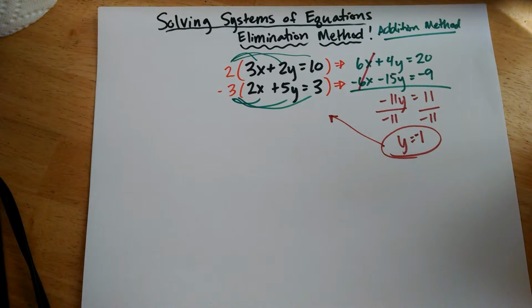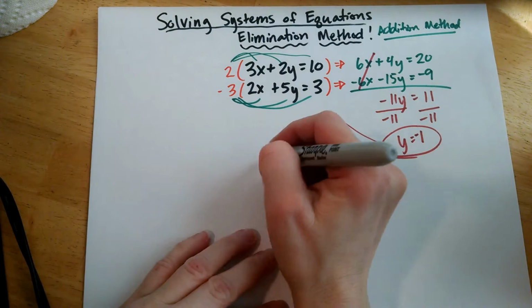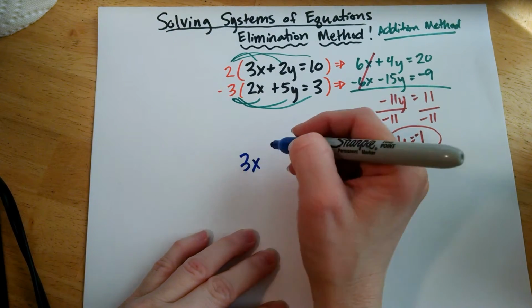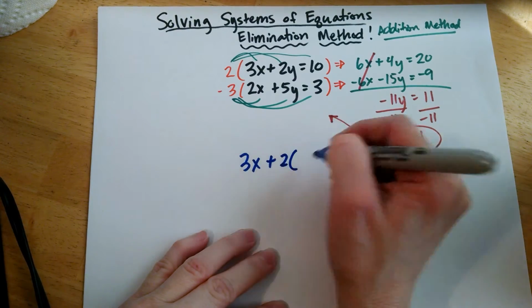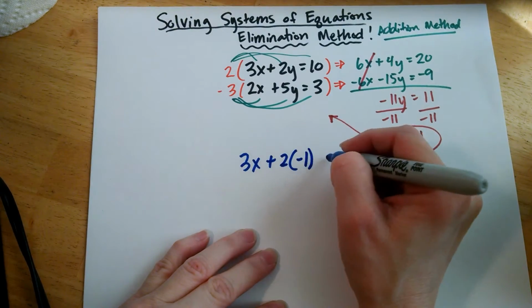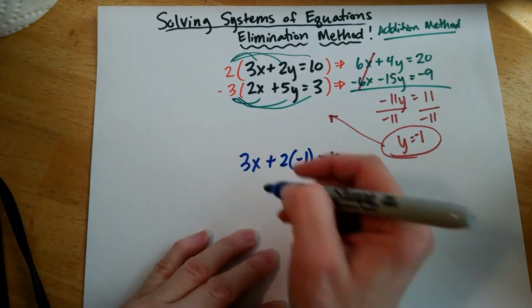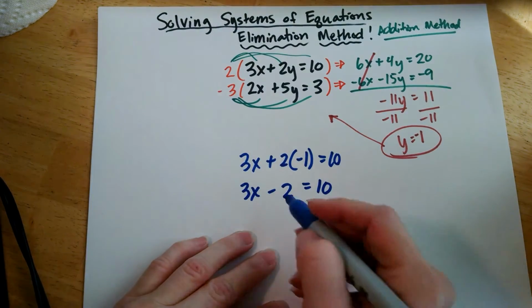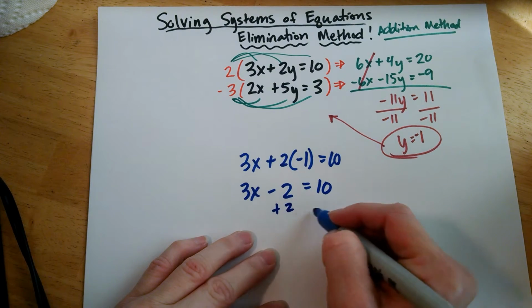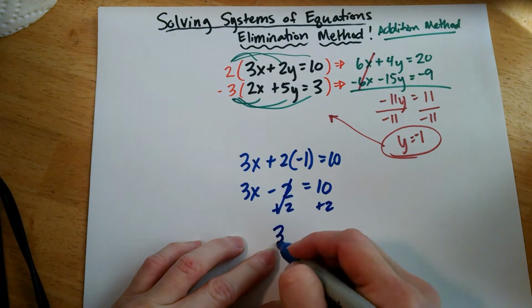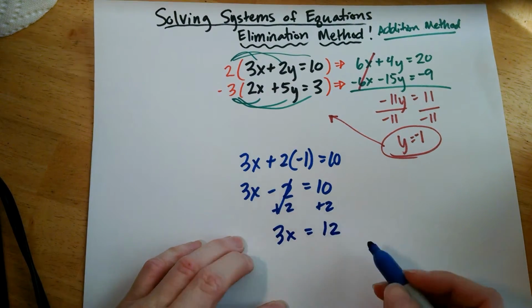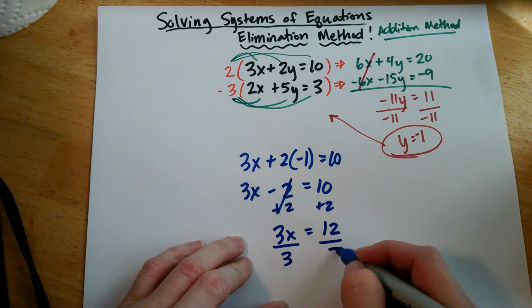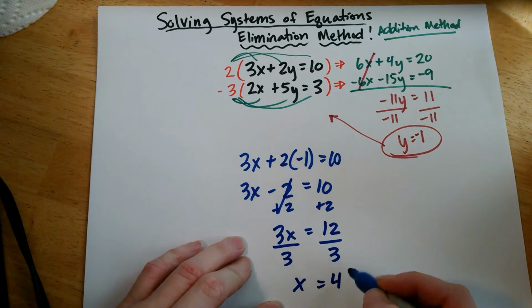Okay, so I'm going to use the first equation. Plug that in there. I've got 3 times x plus 2 times, here's my y, -1, equals 10. Okay, 3x minus 2 equals 10. I'm going to add 2 to both sides. Add 2. 3x equals 12. Solve for x. Divide by 3. Divide by 3. X equals 4.